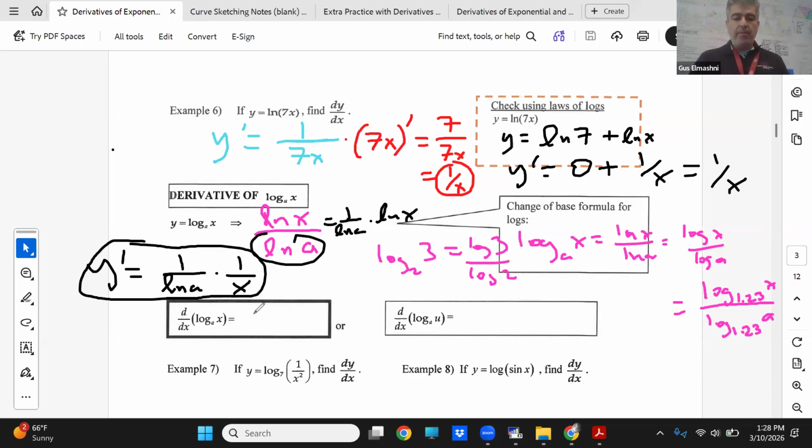So it's 1 over ln A times 1 over X. Or if it's a chain rule situation, fine, 1 over ln A times 1 over U, and whatever the derivative of U is with respect to X. Like let's say you got a cosine or sine or some really weird stuff, right? Fine, deal with it. So that's just part of chain rule.